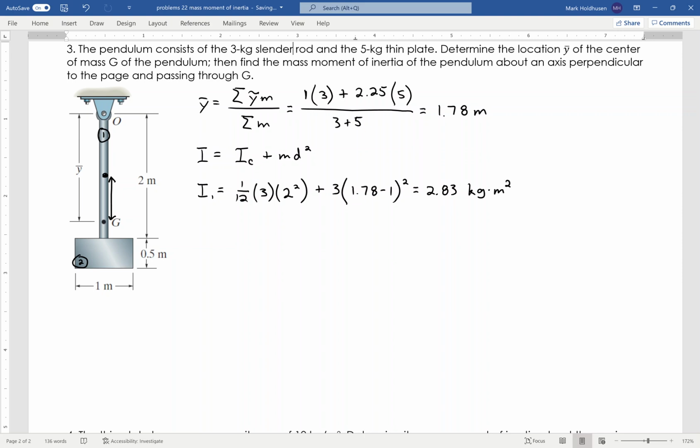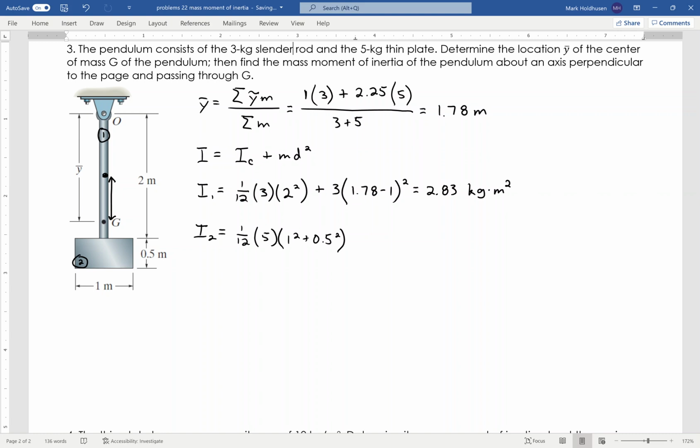Similarly for the plate, I take the centroidal moment of inertia that I look up in the back of the book. About the center of a plate, that is 1/12 mass, which is 5, times the length of each side squared, added together. So that'll be 1 squared plus 0.5 squared. That's the moment of inertia about the center of that plate.